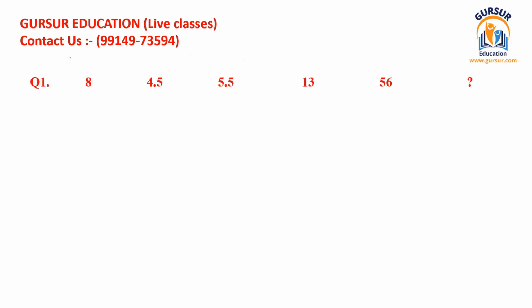So this is question 1. Okay, a series has been given. It has, I think, 6 elements. The first element is 8, the second one is 4.5, the third is 5.5, the fourth is 13, then the fifth is 56, and the sixth has been asked of us, and a question mark is given.